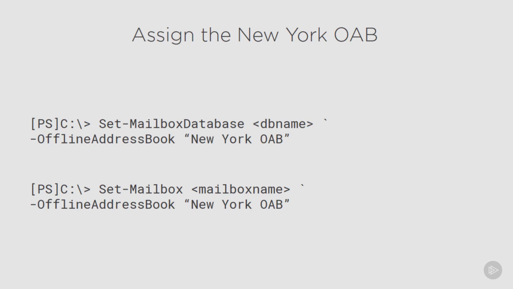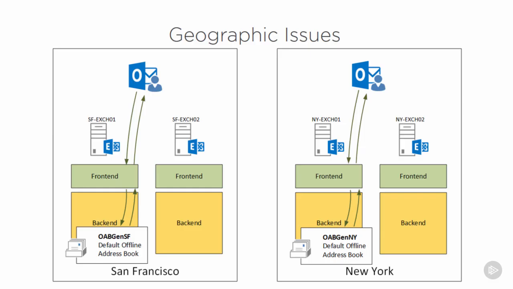You can do that at the database level by running the Set-MailboxDatabase cmdlet, or you can do it at the mailbox level by running the Set-Mailbox cmdlet. So now we have a more optimal experience in terms of offline address book downloads. San Francisco users will generally be connecting to the San Francisco offline address book mailbox to download the files, and New York users have their own offline address book generation mailbox where they can retrieve their own offline address book files.